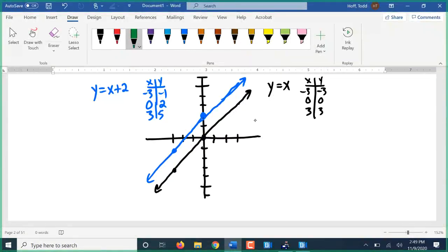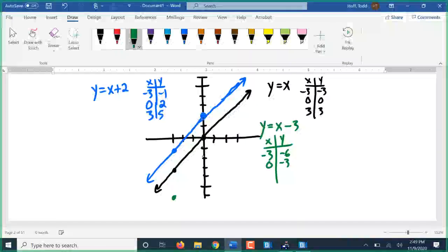Wonder what would happen if we did y equals x minus 3. Well, if x were -3, -3 minus 3 would be -6. -3, -6 would be right there. If x were 0, 0 minus 3 would be -3, so that's right there. 0, -3. If x were 3, 3 minus 3 is 0, so we got 3, 0 right there.